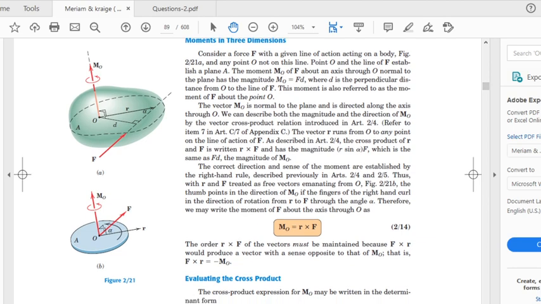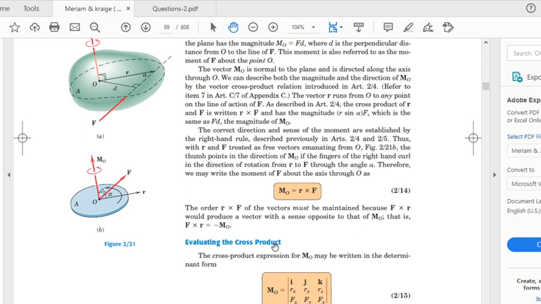Taking the cross product, we have already discussed that the order r bar cross F must be maintained. M is equal to r bar cross F. It is not equal to F cross r bar. F cross r bar will give us the opposite direction of the moment. So r bar cross F is going to give us the correct direction of the moment.